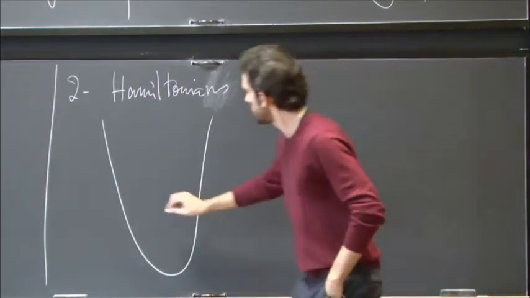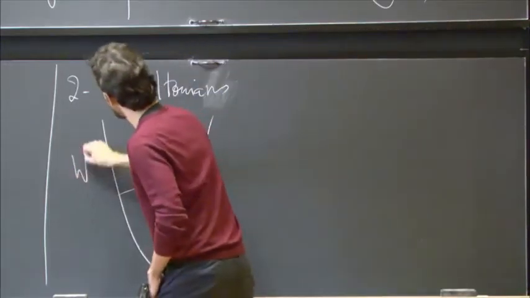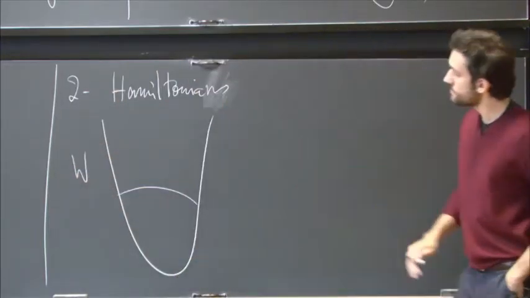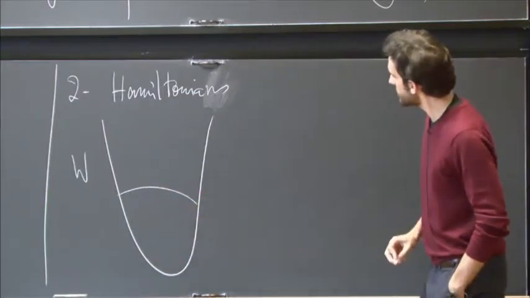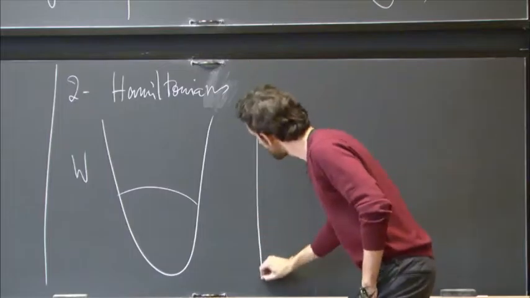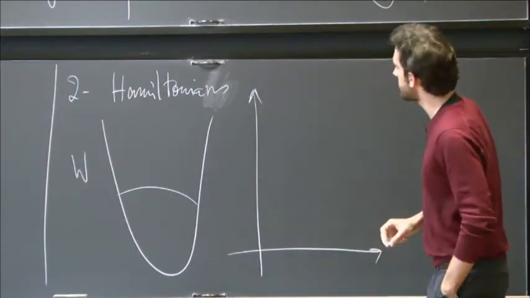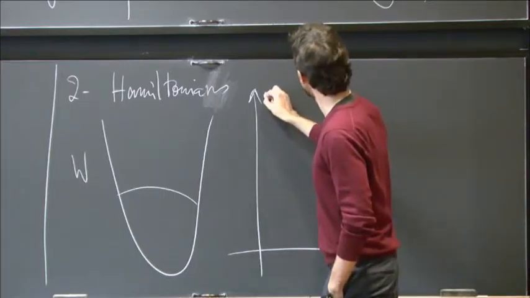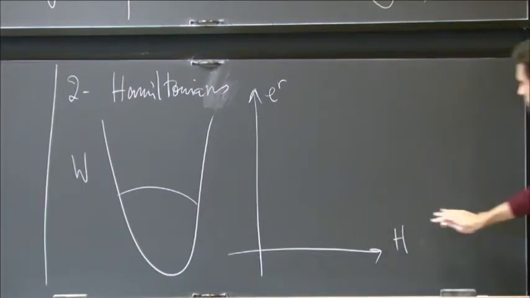So this is my sketch of what W looks like. It has this half infinite end, and then it has this compact region here. Let me try to now sketch a Hamiltonian.